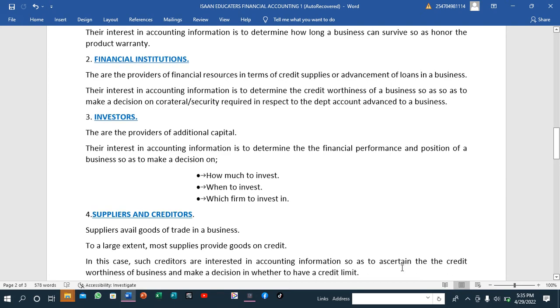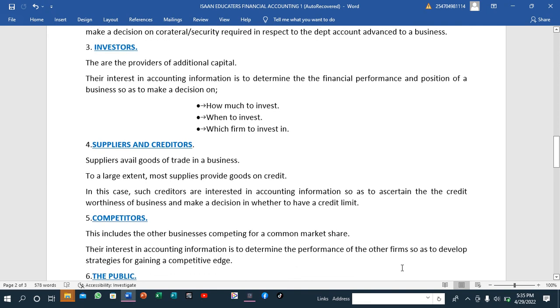The next one, you have the suppliers and creditors. Basically, the suppliers avail goods of trade in a business. To a large extent, most suppliers provide goods on credit. In this case, such creditors are interested in accounting information, so as to ascertain the credit worthiness of a business and make a decision on whether to have a credit limit. For instance, if you are a supplier and you want to supply some goods on credit, you have to ascertain the credit worthiness of a business. Is this business worthy of giving you back that credit that you have offered unto them?